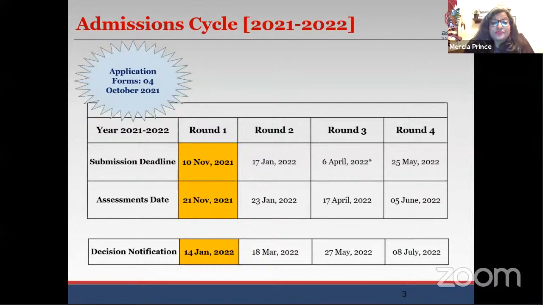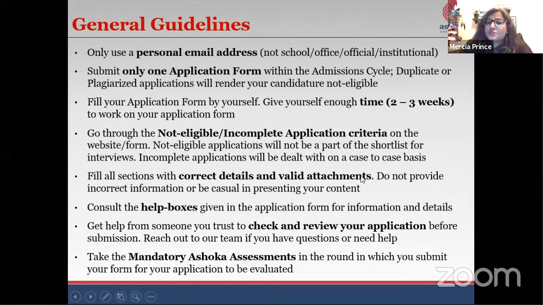And then if you get shortlisted and you get interviewed post that, you will get a final decision by 14th January, which is much before the year sort of gets into motion. You prepare for your other exams and carry on. So you could know your decision to Ashoka University as early as mid-January. So having said this, let me get into some general guidelines as you start this process of applying. So these are some things for you to remember. And then I will get into the application form.